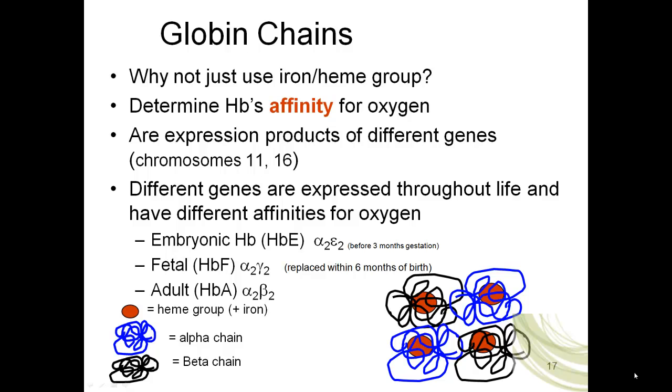Then again, shortly before birth, you started to make the adult hemoglobin, with the idea being soon you would be breathing on your own and you wouldn't require such a high affinity hemoglobin.